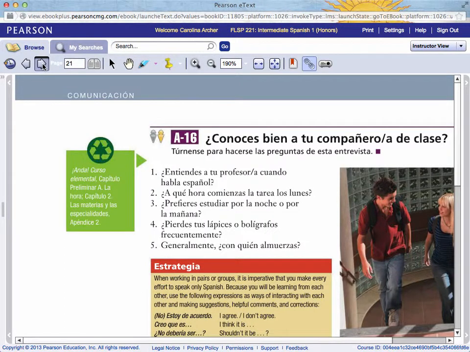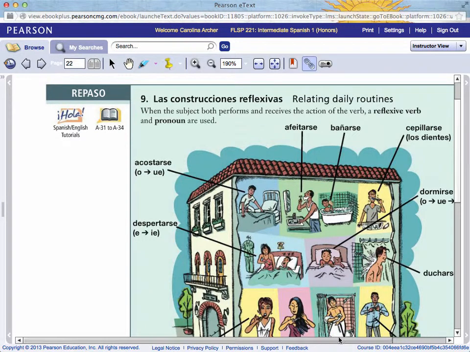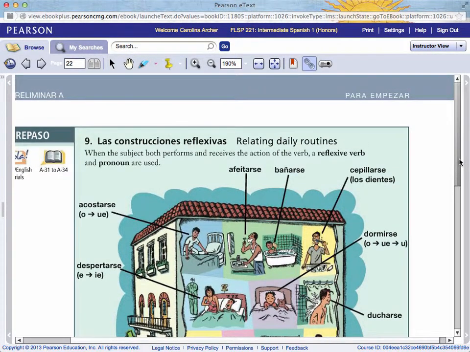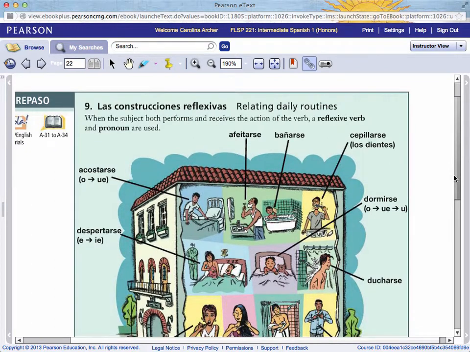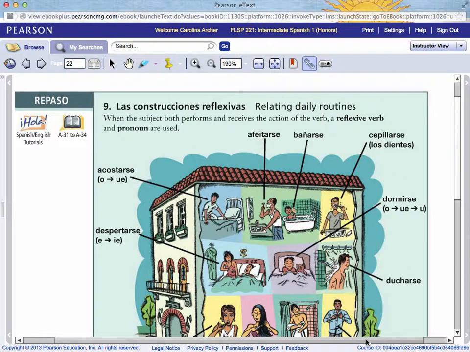Okay. Muy bien. Okay, so las construcciones reflexivas. Okay, and you know that in Spanish we have verbs that are called reflexive verbs, which you don't have in English as much as we do in Spanish. In English, it would be sometimes the equivalent of myself, yourself. Okay, when the action of the verb, the person that performs the verb and receives the action of the verb are the same. So a reflexive verb and pronoun are used.